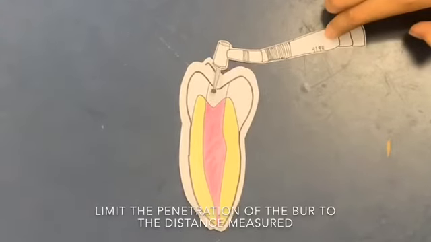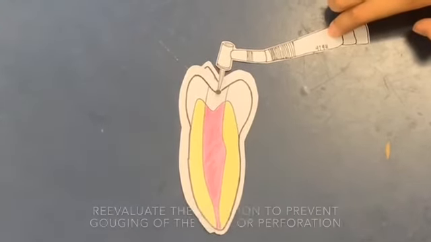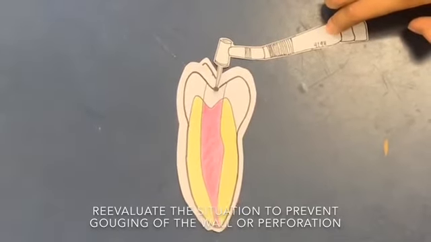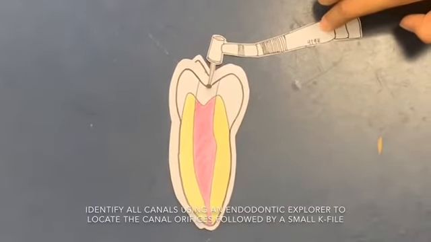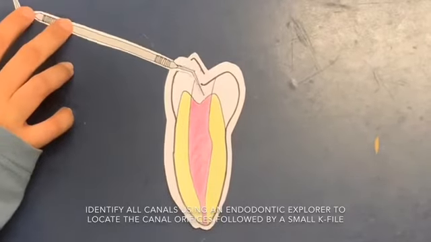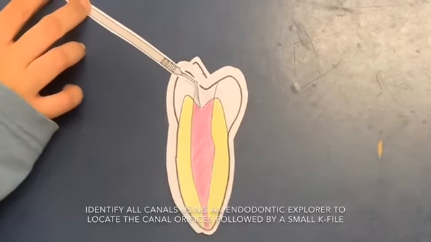Limit the penetration of the burr to the distance measured. Re-evaluate the situation to prevent gouging of the wall or perforation. Identify all the canals using an endodontic explorer to locate the canal orifices, followed by a small size K file.